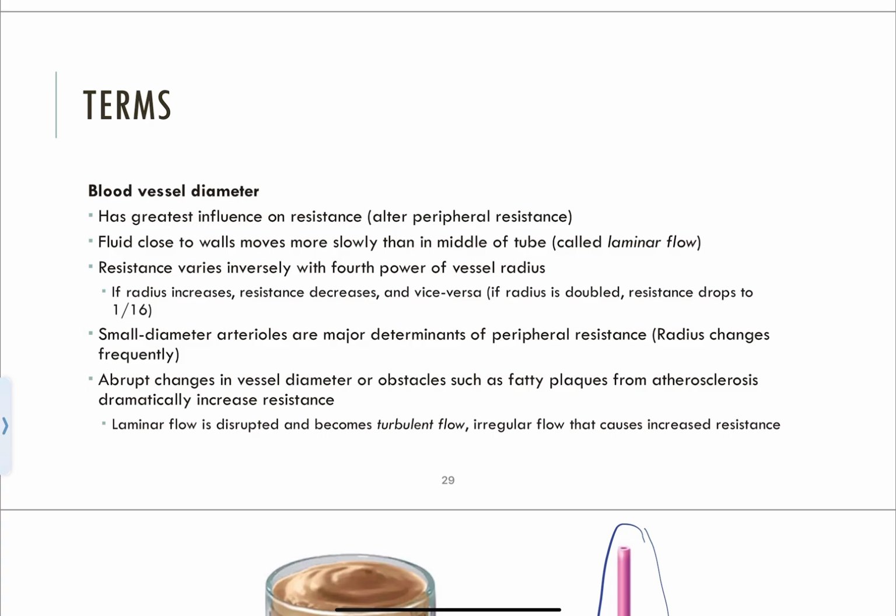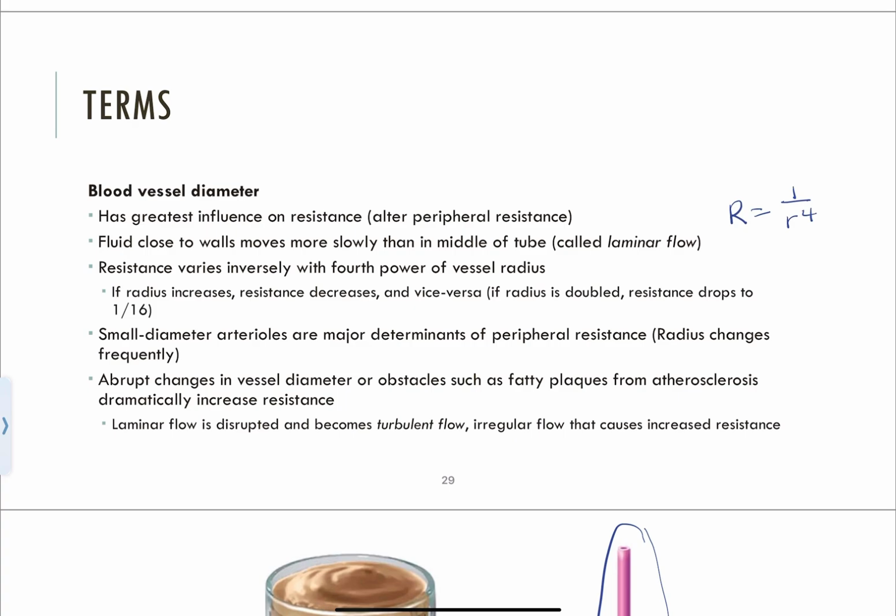Another thing to think about is that resistance varies inversely with the fourth power of the vessel radius. So if we increase the radius, we're going to decrease the resistance, because if we increase the radius, we've increased the diameter. If we've increased the diameter, we've lowered the resistance, and vice versa. If our radius is doubled, because of the formula, the resistance is going to drop by 1/16 because it goes to the fourth power of the vessel radius. That's not super important to remember, but I will say that resistance is equal to 1 over radius to the fourth power.